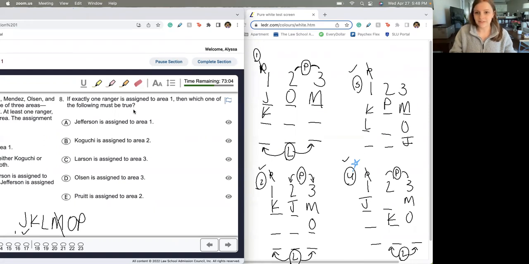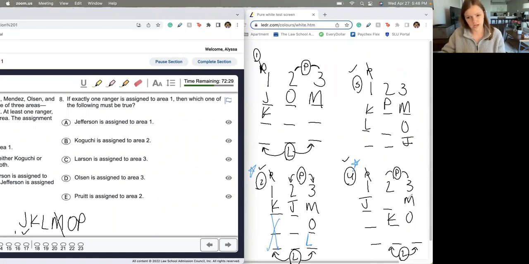Honestly, when it gives me an if like this, I always pause before I finish the question, because it means that it's restricting me to diagrams where this if is only happening. So in this case, it's restricting me to diagrams where one ranger is assigned to area 1. You're right. That could happen over here. J could be the only one in area 1, but you're also missing this diagram right here. We could have it be that K is the only one in 2, because we can move L over here. We can force it to fit this question, basically.